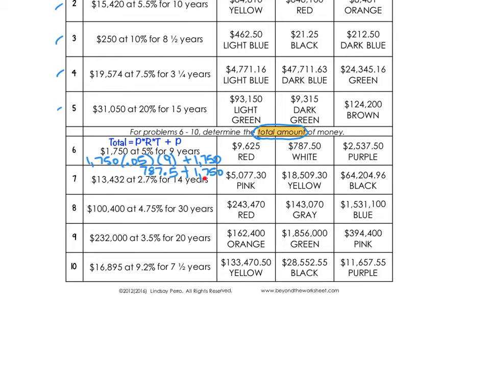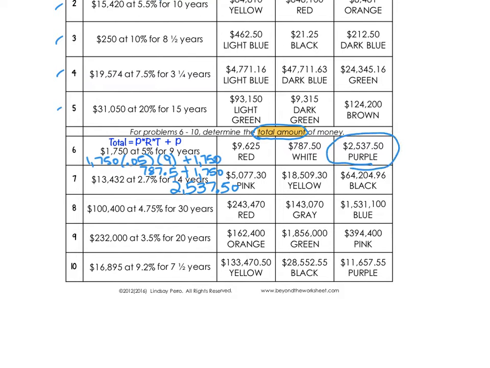All right, my principal was 1,750. So now on my calculator, I'm going to add my interest plus my principal to figure out my total. Okay, so when I added my interest to my principal on my calculator, I got this amount, $2,537.50. All right, so I can see that that's this guy right here, the purple.